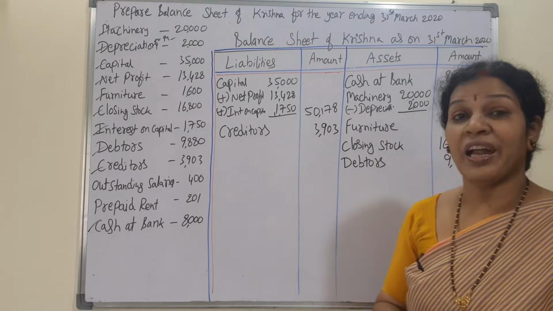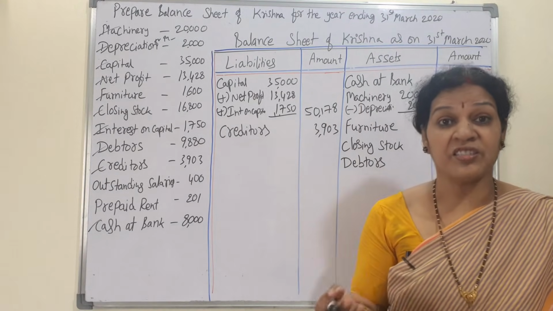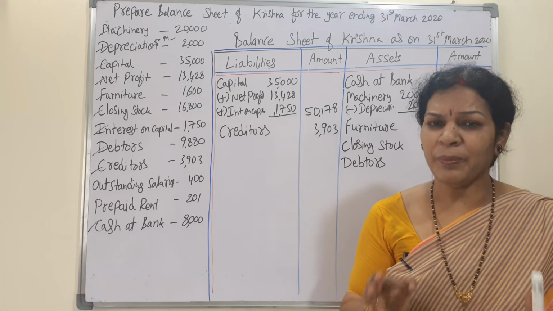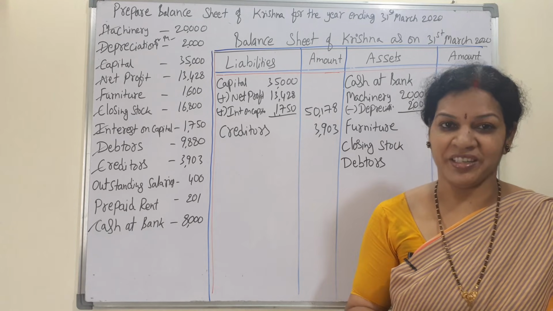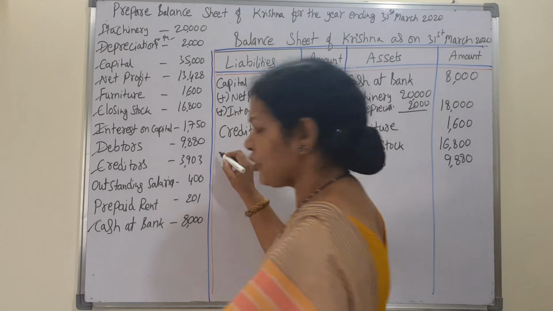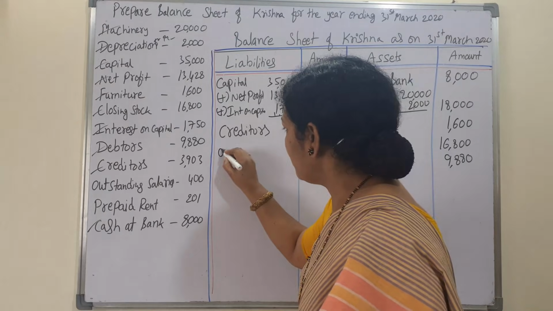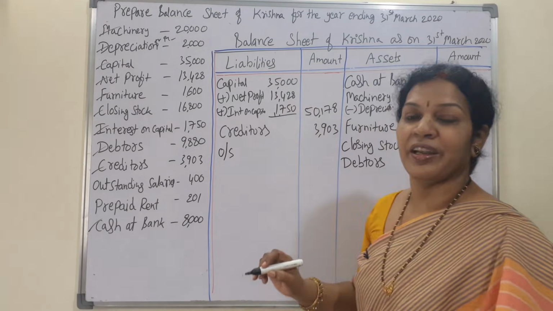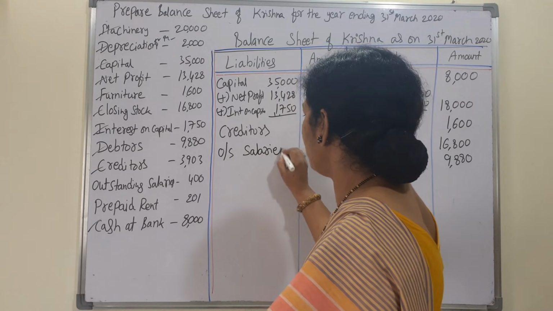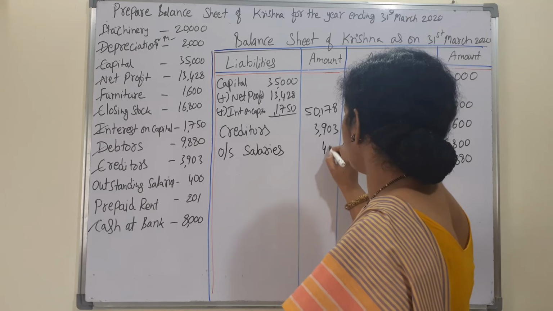Next, outstanding salaries. Salaries are supposed to be paid. Outstanding, payable, all payable items will be a liability. So we'll write it on the liability side, outstanding salaries. Short form I'll write O/S, means outstanding salaries. We can write it in full form also. Outstanding salaries 400.